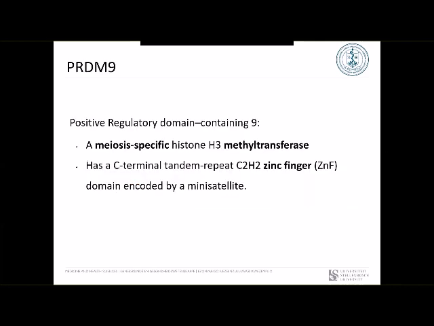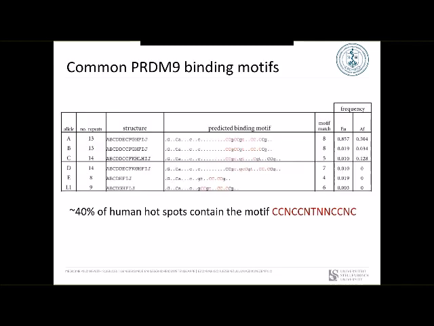But first, PRDM9 is a meiosis-specific methyltransferase with a tandem repeat zinc finger domain. PRDM9 determines the placement of recombination events in some mammals, including primates and mice. The repeat region of PRDM9 is what determines the particular binding motif. To date, more than 50 PRDM9 variants have been found, with the most common variants being A, B, and C. Very convenient. A and B share a binding motif, but have different binding affinities. It has been found that approximately 40% of hotspots contain the binding motif highlighted in red.